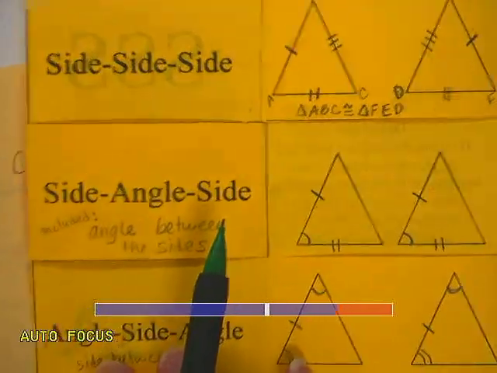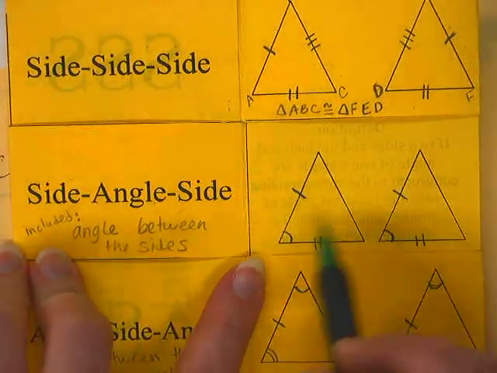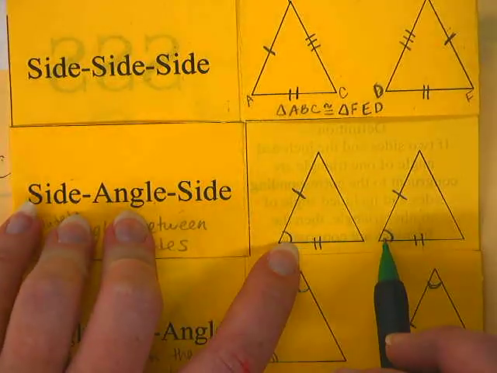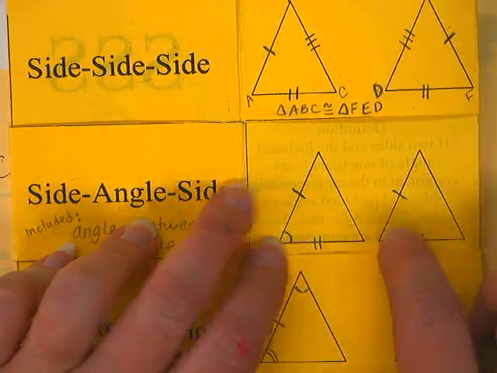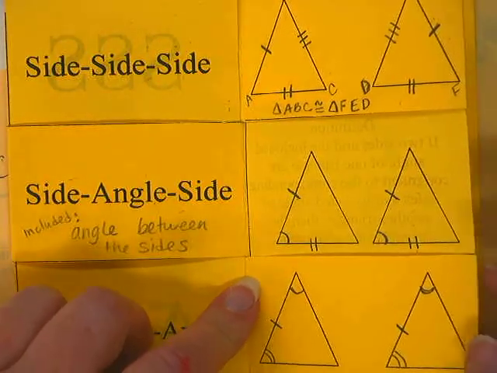Included angle was in that definition, so let's talk about what included angle means. The included angle is the angle that's between the 2 sides. So you can see in the picture I've drawn here, I have a side congruent to a side, an angle congruent to an angle, and a side congruent to a side. And the angles that are congruent are the ones that are between the 2 sides, like those 2 sides are forming that angle.